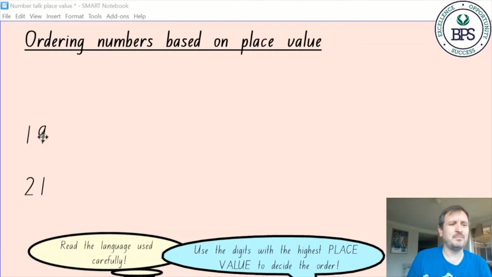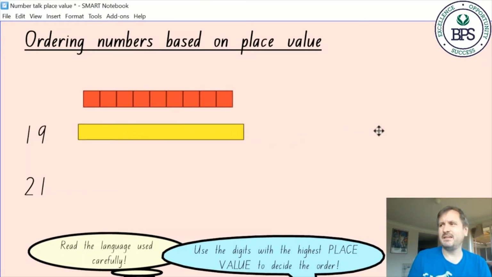And in these two numbers, both being two-digit numbers, the most significant digit is the tens column. So we have 1 ten here and 2 tens here. So clearly this number here is going to be worth the most because it has 2 tens, whereas this one only has 1 ten. I'm going to show you that using some MAB blocks just as a model.